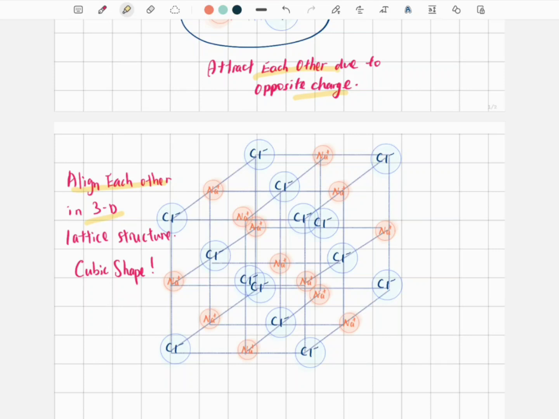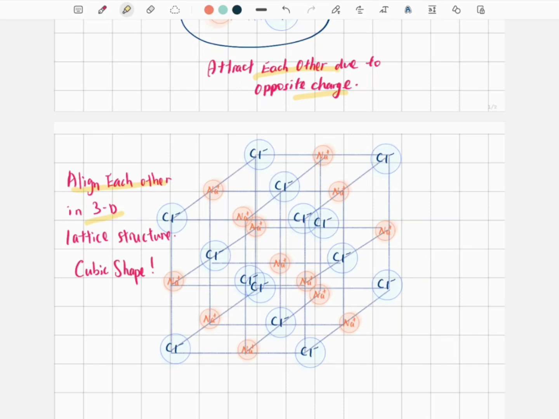The positive sodium ions are surrounded by negative chlorine ions, and vice versa, maintaining electrical neutrality. Over time, as more ions join the growing crystal lattice, a solid NaCl crystal structure is formed, characterized by its distinct cubic shape and high degree of order.